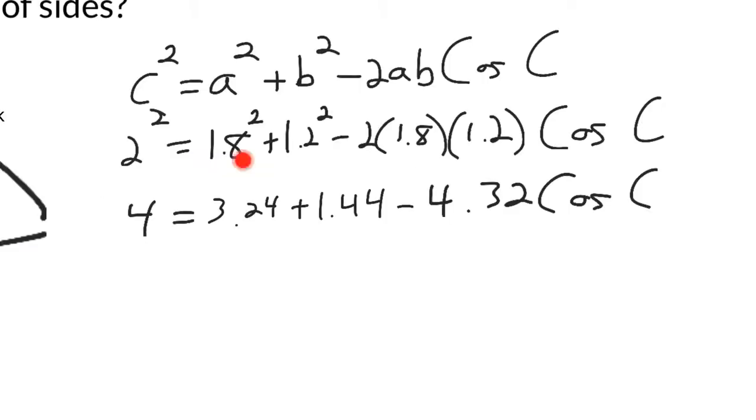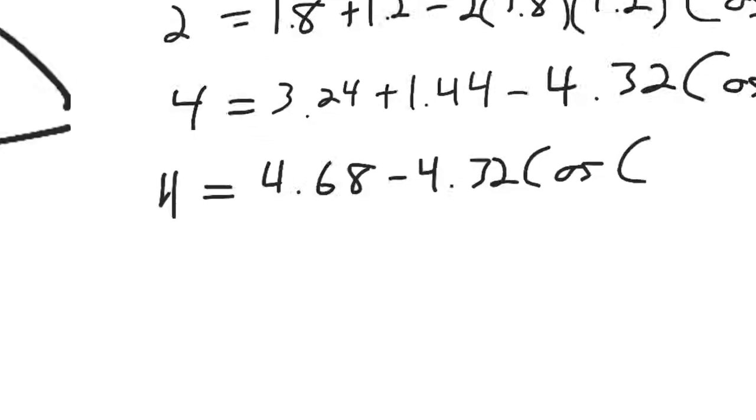So I went through and I simplified it: 1.8 squared, 1.2 squared, and I did 2 times 1.8 times 1.2. But make sure you don't fall for the temptation of taking these and subtracting 4.32 from it, because the order of operations says we need to do multiplication first. We can't multiply until we know what cosine c is. So all we can do is add these up.